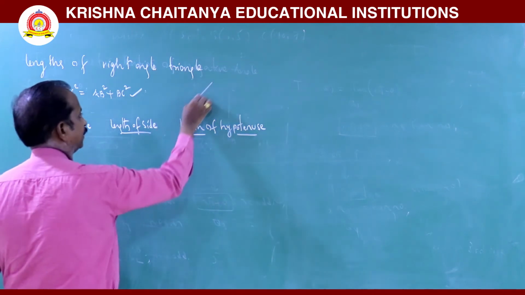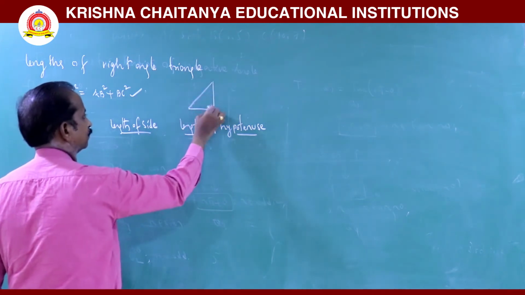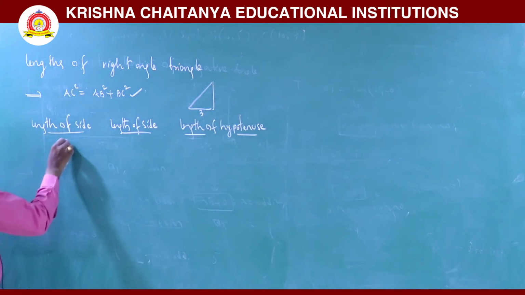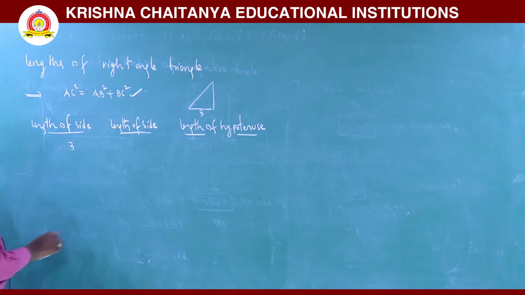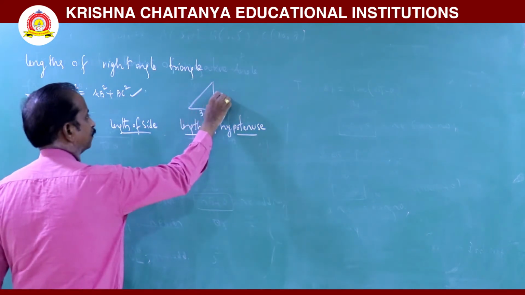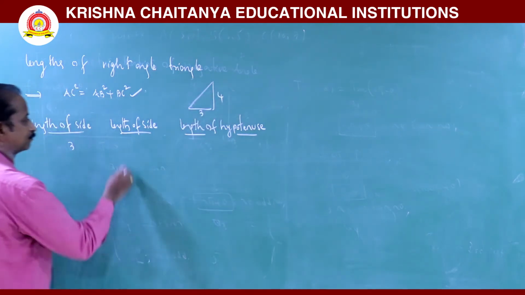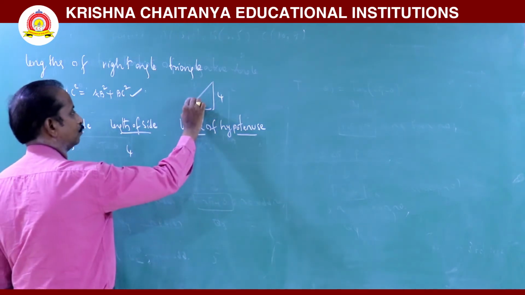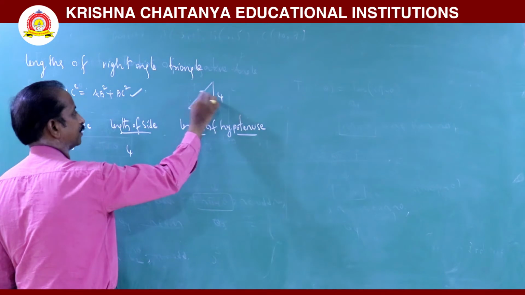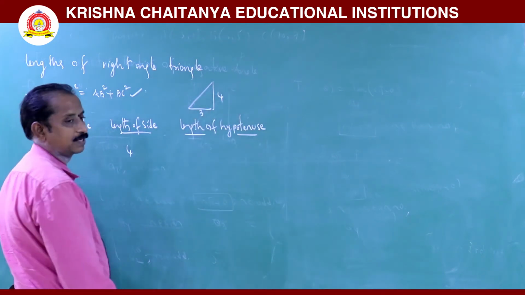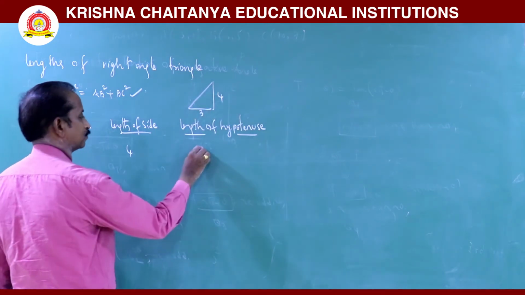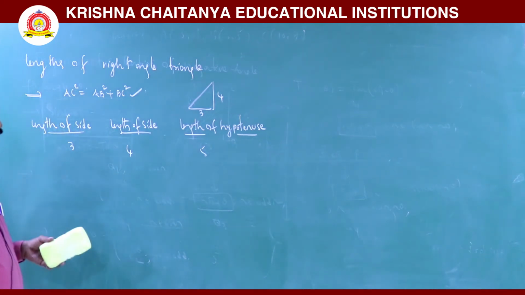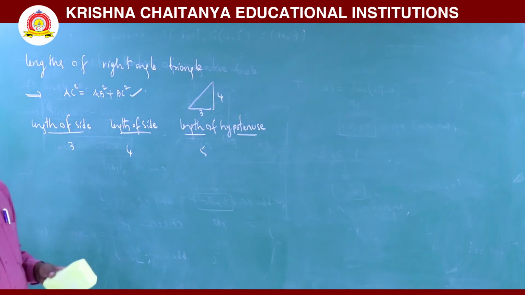For a right angle triangle, one side length is 3, and another side length is 4. So, hypotenuse is root over 3 square plus 4 square, so root of 25, which is 5. It is very useful in trigonometry.